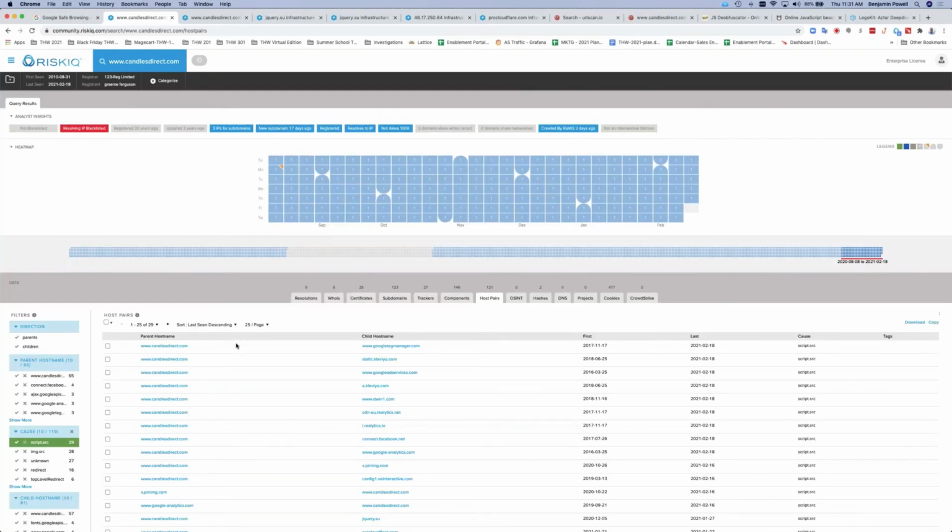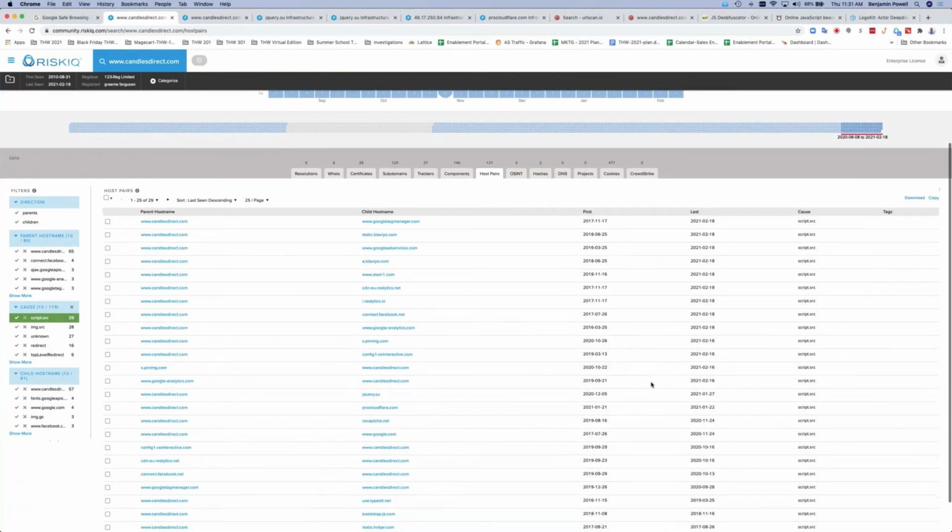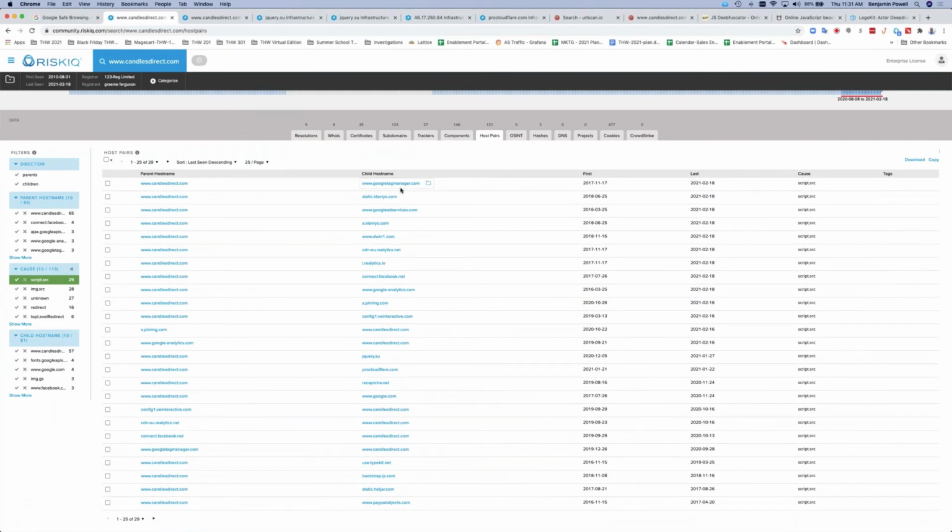So if we look here and I look at scripts, okay, now I'm looking at all the scripts that are being executed from Candles Direct, and we see a first and a last date here. If we go through and look, we see Google Tag Manager, that's normal. Okay, I see Google Ad Service. I'm going down, I'm seeing Facebook, Google Analytics, Candles Direct. Okay, now I'm seeing a jQuery.su, a Pro Cloudflare. Maybe that sounds legitimate, but I'm not sure.